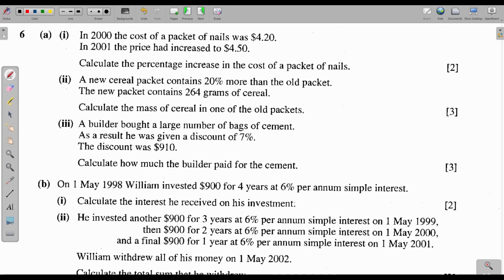Okay, question 6. In 2000, the cost of a packet of nails was $4.20. In 2001, the price increased to $4.50.